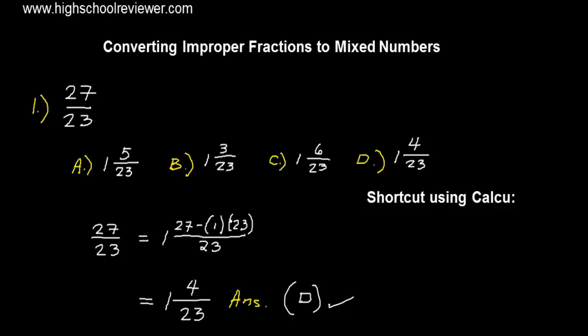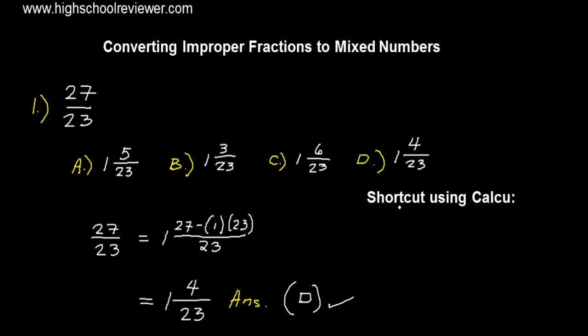This is the solution. First, you get the whole number by dividing the numerator by the denominator, and then to get the new numerator, subtract the old numerator by the product of the whole number and the denominator. And for the denominator, just copy the old denominator. Our answer is 1 and 4 over 23, and that is letter D.